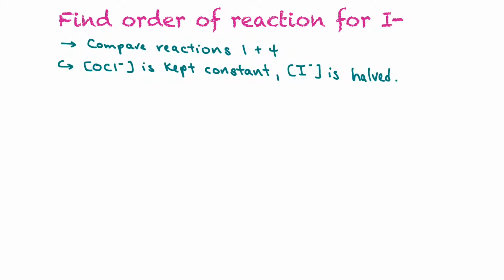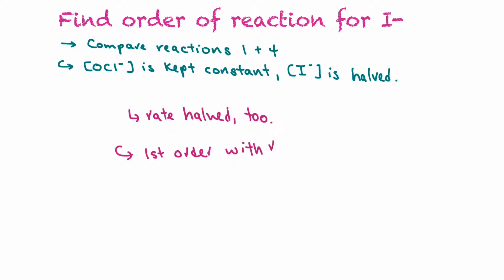Now we need to find the order of reaction for iodide. So we compared reactions 1 and 4, and if you go back and look, if we keep the hypochlorite concentration constant and we halve the iodide concentration, we'll see that the rate of reaction also was halved. So the rate halved too. So this means that it's first order with respect to iodide as well.